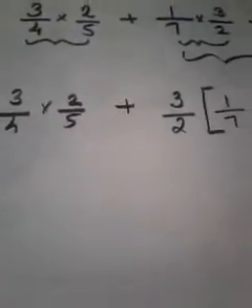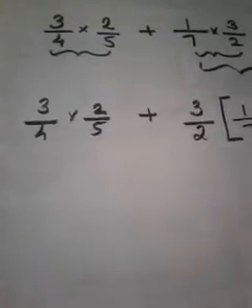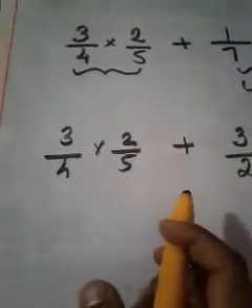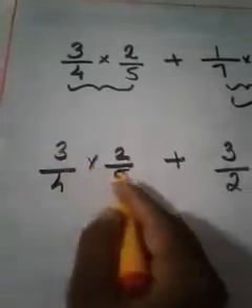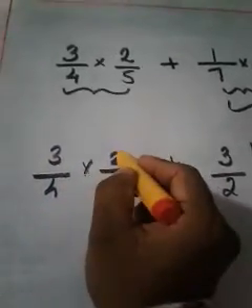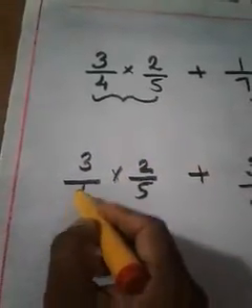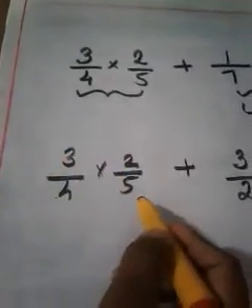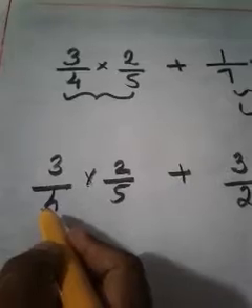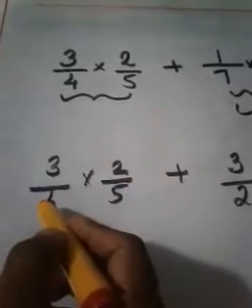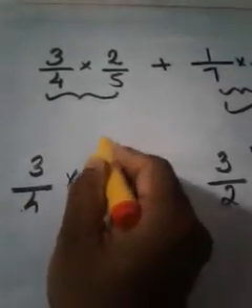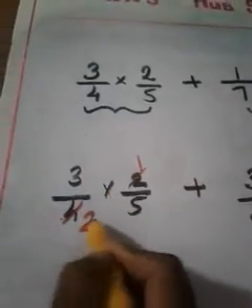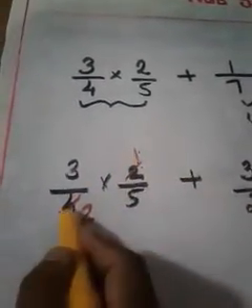Now look at the first term. Is there any cancellation possible? Yes, since it is multiplication, we can go for cross cancellation. Can you cancel 3 and 5? No, because there is no common factor for 3 and 5. But can you cancel 2 and 4? Yes, of course. There is a common factor for 2 and 4, which is 2. In 2, how many 2s? 1. In 4, how many 2s? 2. So we got that.